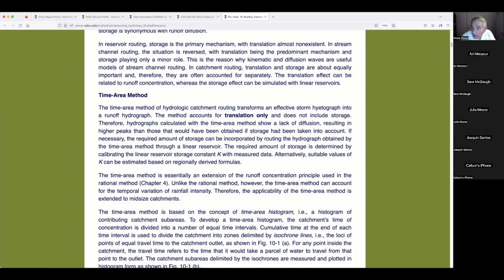A lot of people don't talk about the hydrograph of the rational method because they're interested in only getting the peak. But the fact of the matter is that we do get the hydrograph. Okay.